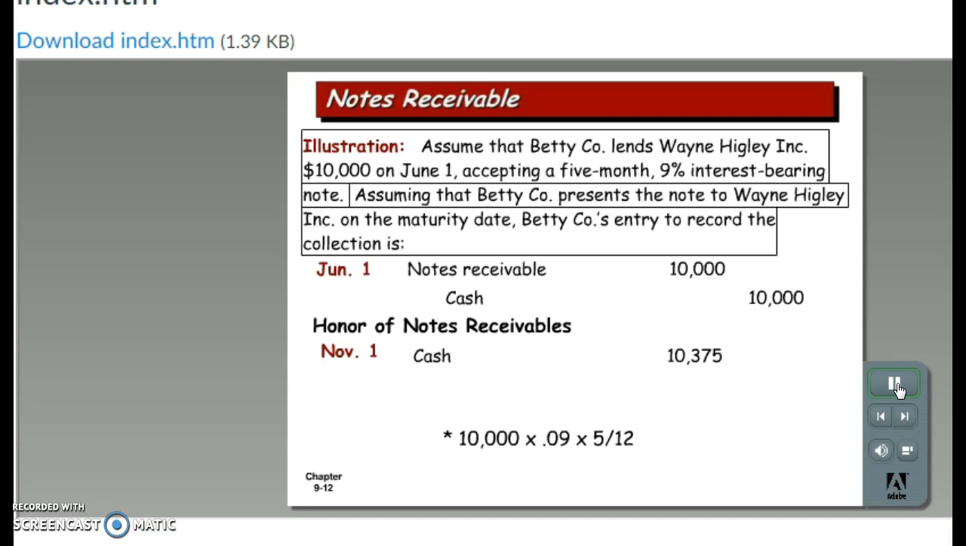$10,000 multiplied by the given interest rate of 9% multiplied by 5/12 because the interest is earned for only 5 out of 12 months. Because the note receivable is collected, it will be decreased or credited for the face value amount. The interest of $375 is recorded as a credit to interest revenue.